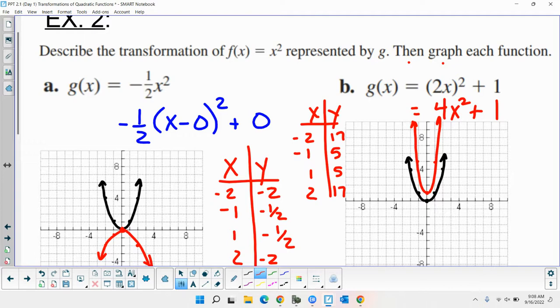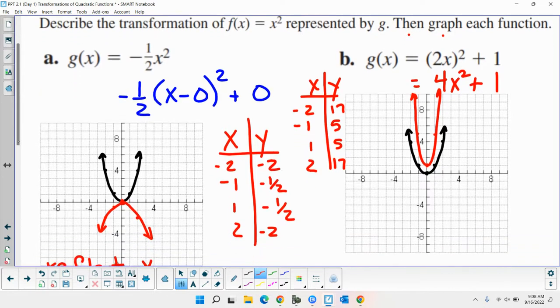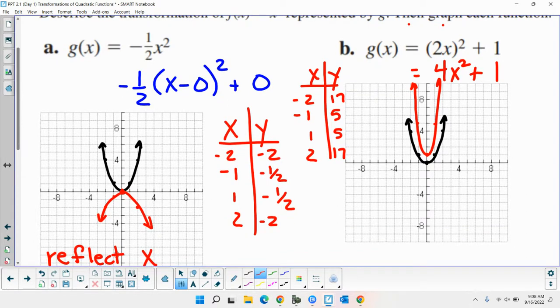So to describe it, it's just up 1 and a horizontal compression, and then it's the reciprocal of that number. Right. Okay, you're stretching.